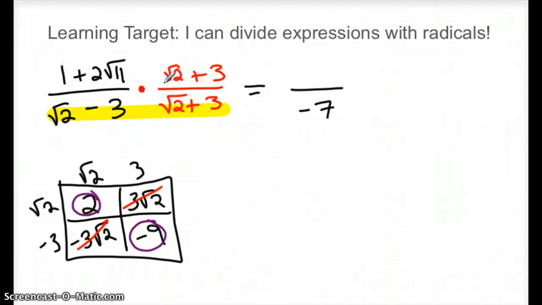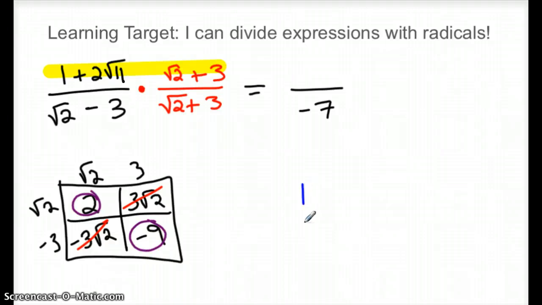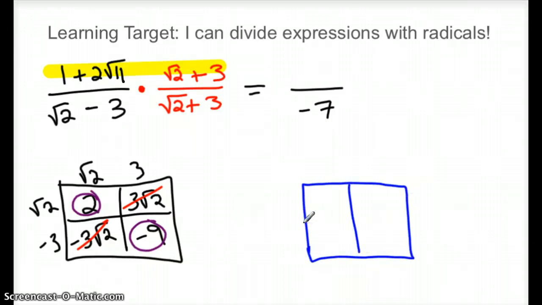Now, do I need a 2 by 2 grid to multiply the tops? Actually, I do, because they both have a plus sign. That means I have 2 terms times 2 terms, so here's going to be another grid. Maybe I should make my grid a little bit bigger than that, leave myself enough room. That looks a little better.